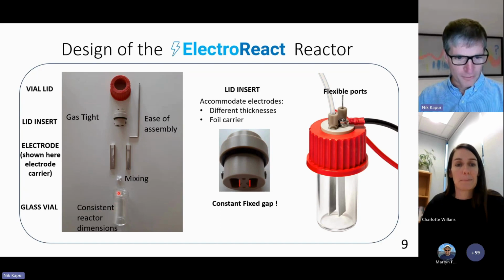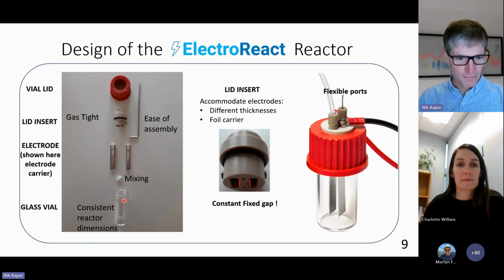If we start at the bottom, there's the glass vial that contains your reaction mixture and a little magnetic flea for the mixing element. There are your two electrodes, and I'll talk about those in a moment. These particular ones in this picture are a mixture of a PEEK carrier and a foil electrode, and again, I'll mention why in a few moments. The lid insert is really the thing that carries the electrodes and holds the spacing between them. It's a really important component in the Electro React system.